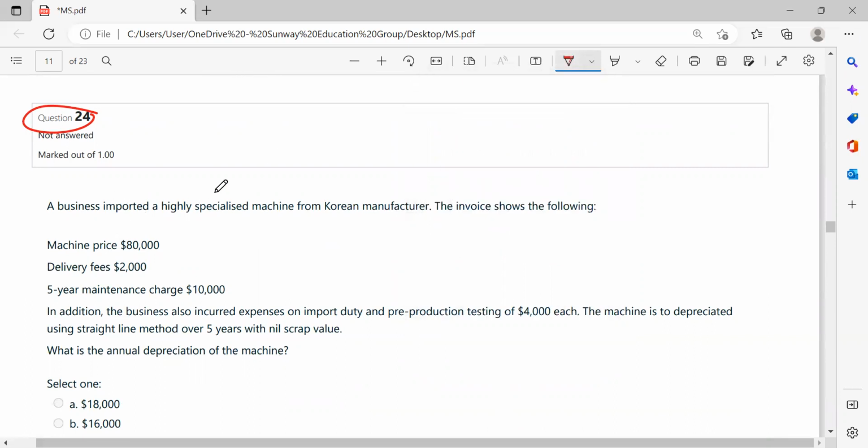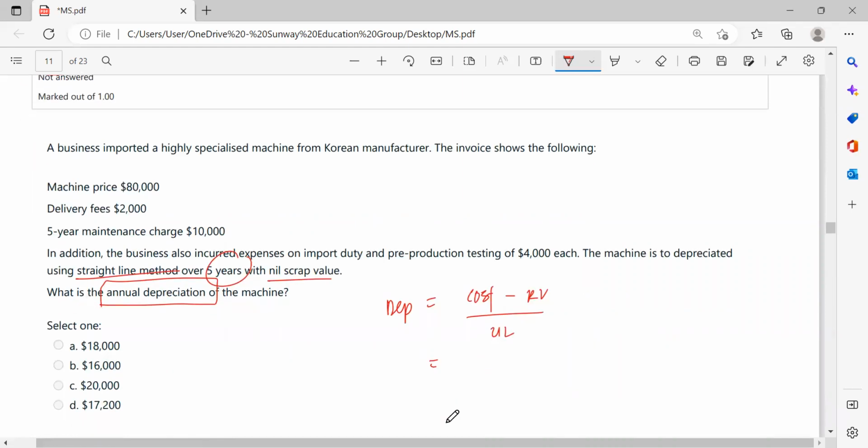A business imports a machine from Korea and the invoice shows the following. You are asked to calculate the annual depreciation, that means one year's depreciation. Before you can calculate depreciation, you must know the method first. The method is straight line method, 5 years with no scrap value. So we apply the formula for straight line method: cost minus residual value divided by useful life. Let's start with the cost.